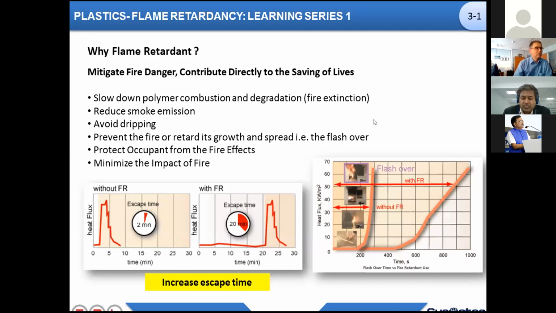So on this chart, you will see on the left side, without flame retardant, the escape time in a room is very tiny, it's 2 minutes.